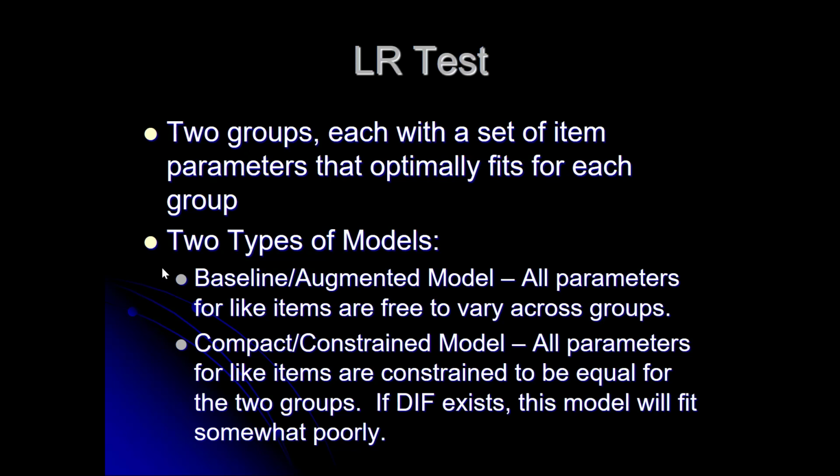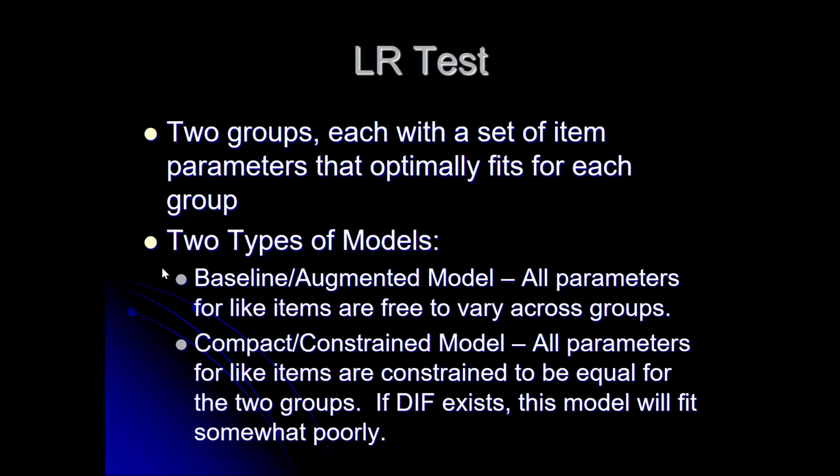And the reason it's different is because some authors and some literatures will treat the compact model like it's the default model, and then they'll treat the other model, the baseline model, like it's the augmented model, whereas other literatures will do just the opposite. So we'll go through that in just a minute. But the other model we compare to the baseline model is a model where the item parameters are constrained to be the same for the two groups. So item one has the exact same item parameters in group one versus group two.